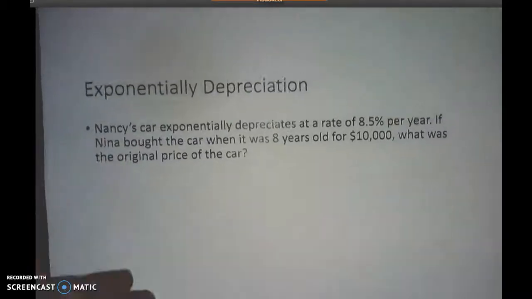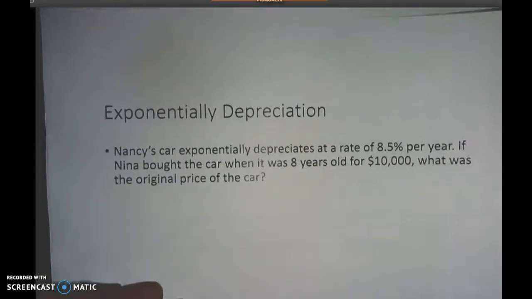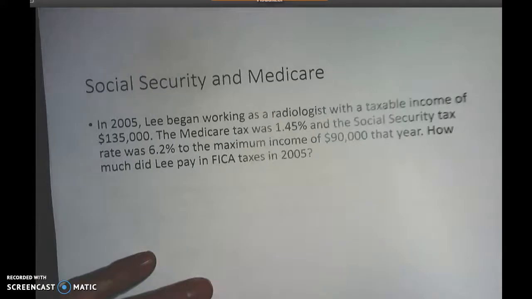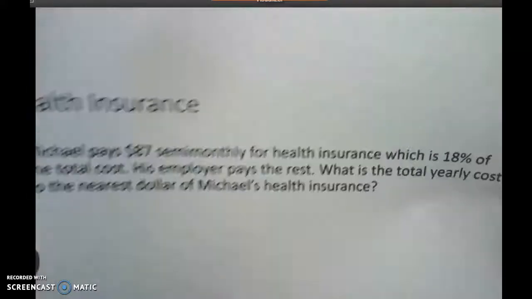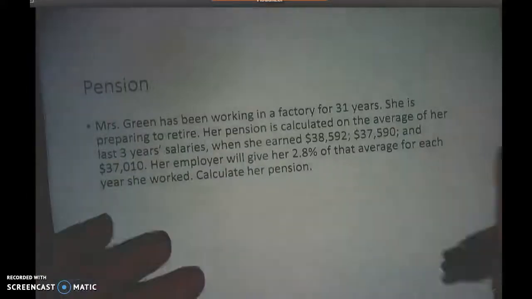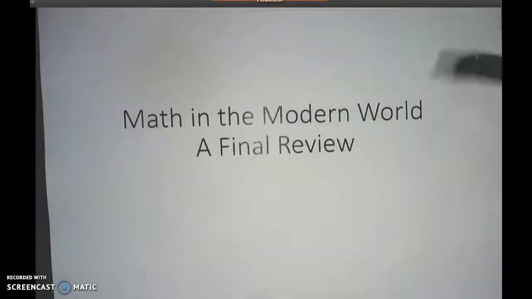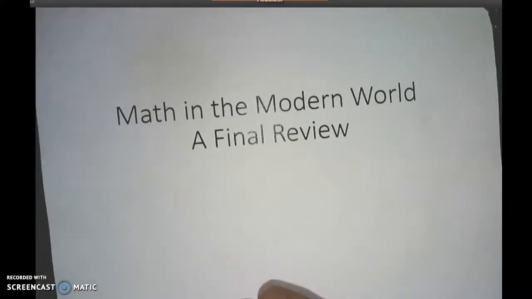Like I said, straight line's not on there. Exponential depreciation's not on there. Ratios, not on there. Social Security and Medicare, we didn't get a chance to get to it. Health insurance, not on there. Pension, again, not on there. Commission rate, you got your agency.